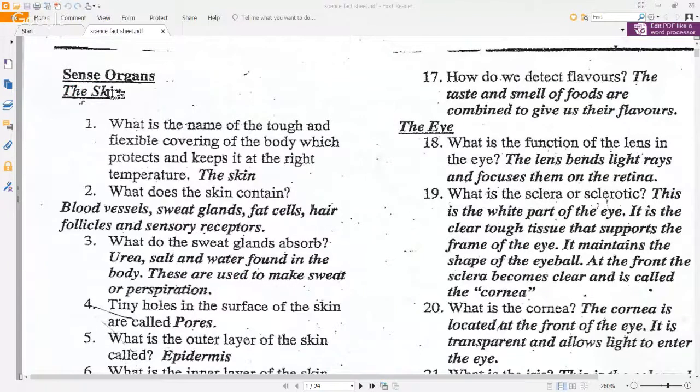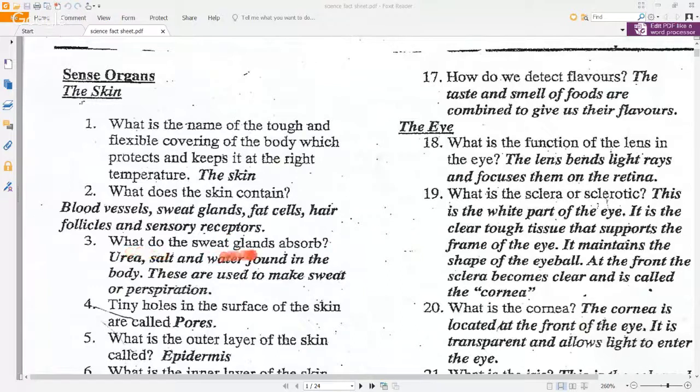We start off with sense organs. The skin. So here are some facts about the skin. What is the name of the tough and flexible covering of the body which protects and keeps it at the right temperature? The skin. What does the skin contain? Blood vessels, sweat glands, fat cells, hair follicles, and sensory receptors.